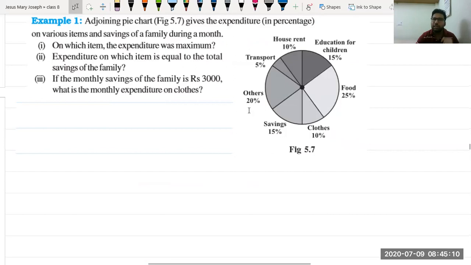The adjoining pie chart, that is figure 5.7, gives expenditure in percentages. So this pie chart is not using degrees. It is using percentages to show the expenditures of various items and savings of a family during a month. First is asking on which item the expenditure was maximum. Just by looking at the graph, please answer.